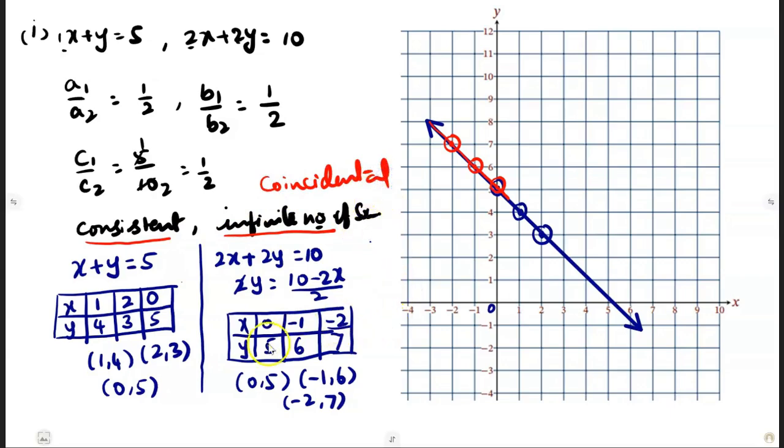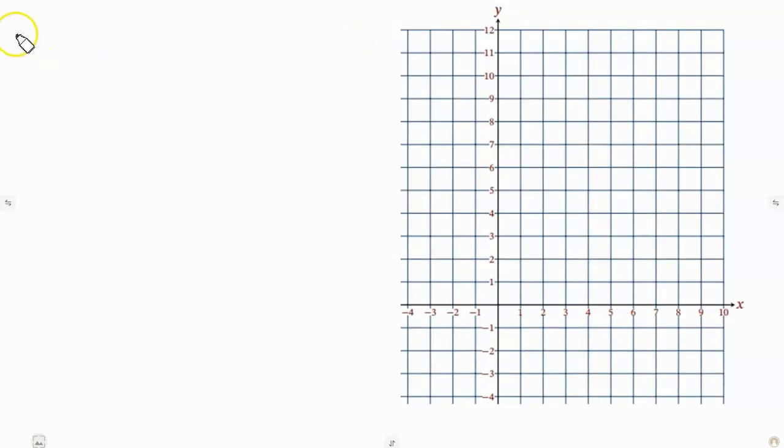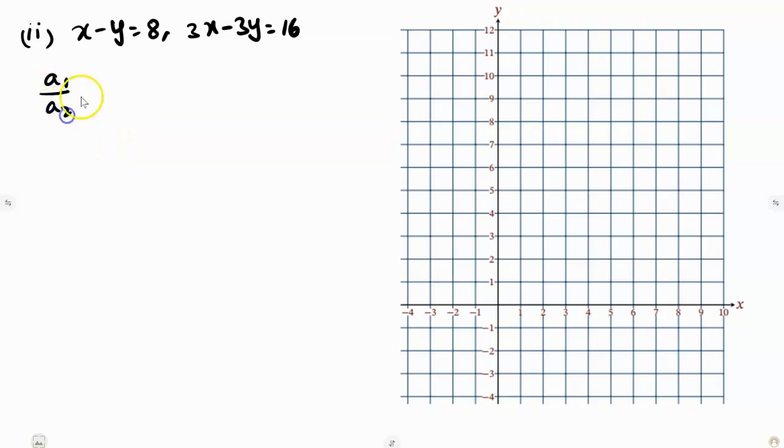Okay, coming to the second one. The question is x minus y is equal to 8. The second equation given is 3x minus 3y is equal to 16. These are the two equations given under the second question. So let us find a1 by a2 again. a1 by a2 means the ratio of coefficients of x. Here a1 is 1 and a2 is 3. So let us write 1 by 3.